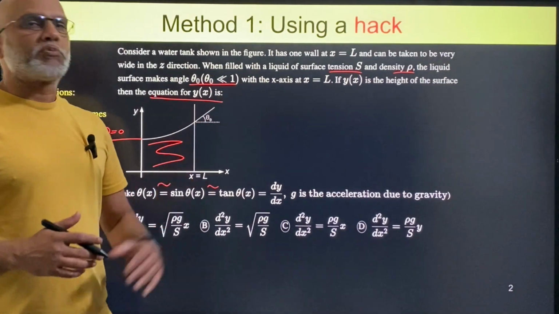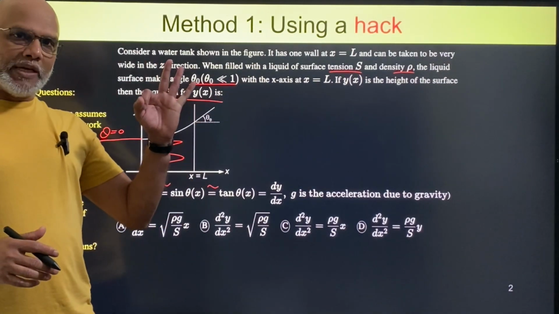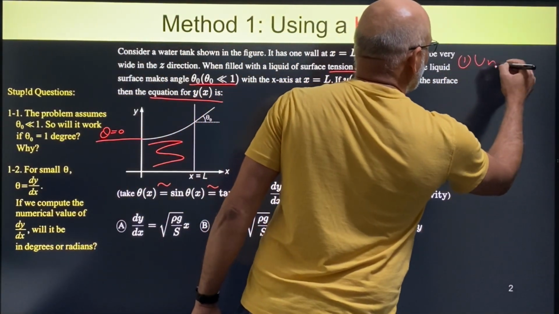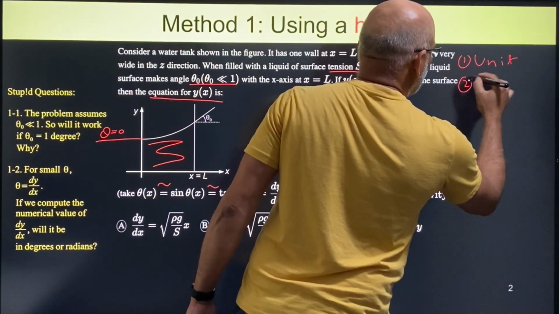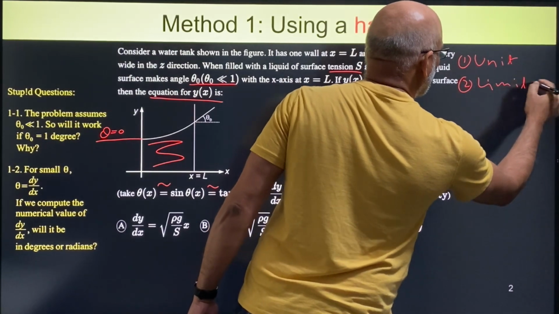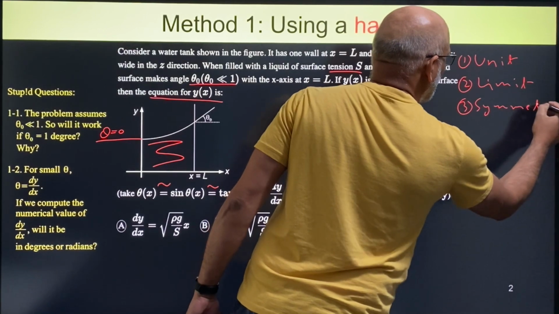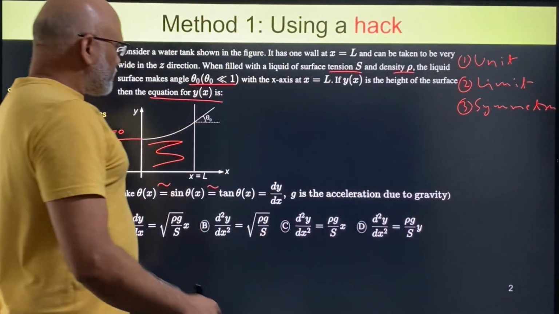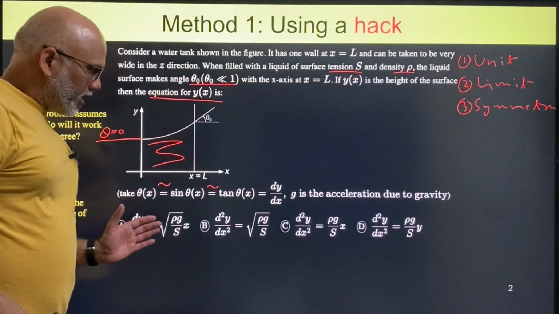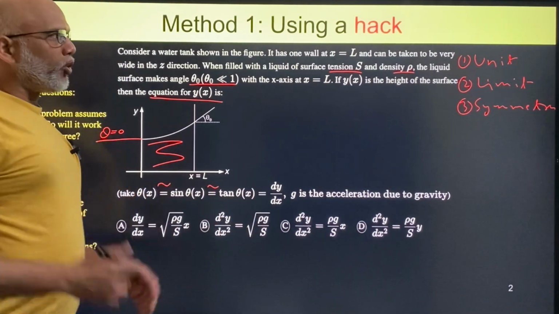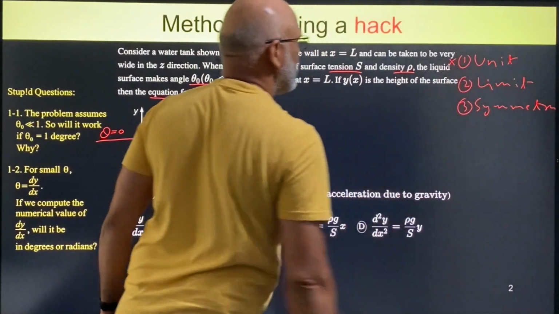Whenever I see a physics problem like this, the first thing I do is try to check three things. First is unit or dimension. Second is limit. Third is symmetry. In this case, if you look at the choices, they are all dimensionally correct. So we are out of luck with this.